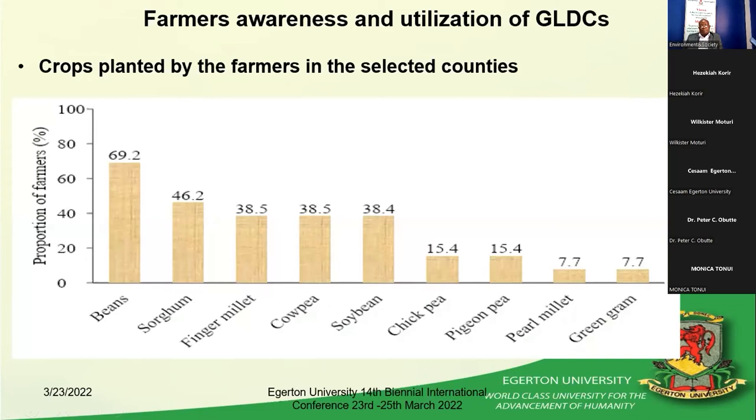The students did a survey on the neighboring farms. Each student took 5 farmers around the host farmer and tried to see which crops the farmers were planting. It came out that most of the farmers, 69%, were growing beans, followed by sorghum as a cereal. The other crops grown in large amounts by many farmers were finger millet, cowpea, and sorghum within the neighboring farms. The other crops were very few, with less than 20% of the farmers growing them.